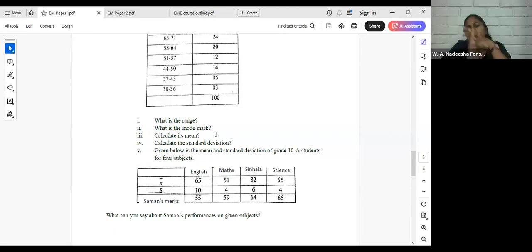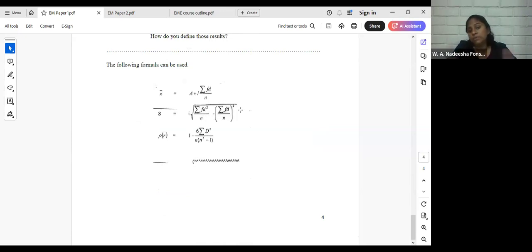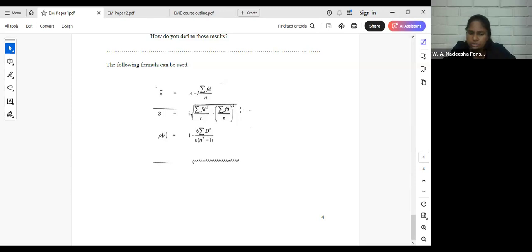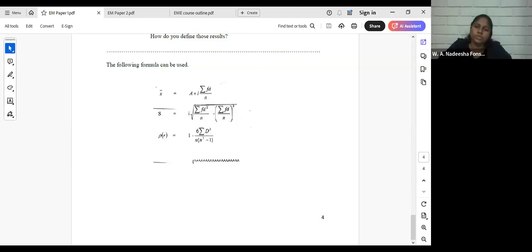Then calculate the standard deviation. There you are also given the equation for standard deviation, again with the assumed mean. It means the d value is there. If you don't want to go for the d value, you can use x. It means sigma fx squared over n minus, sigma fx over n, squared. No need to go for the assumed mean and deviation d there.